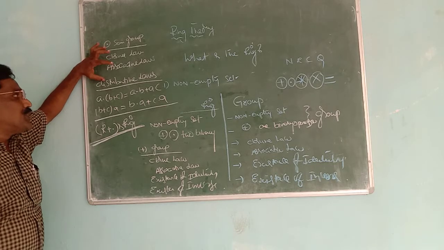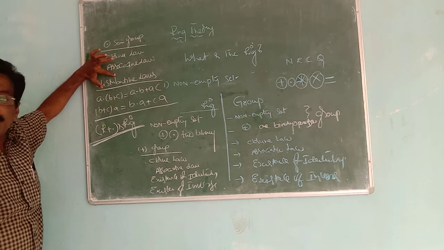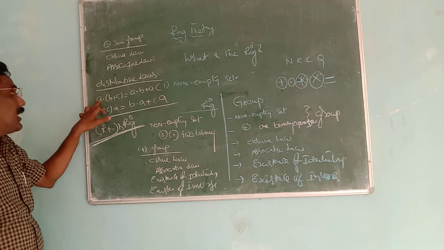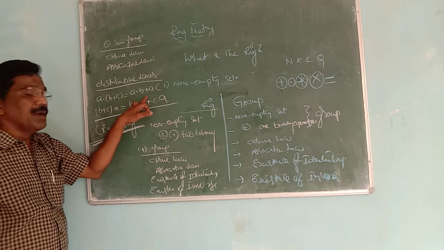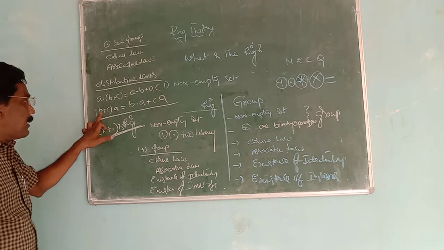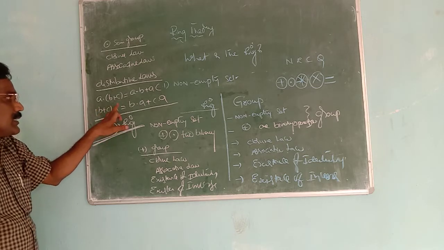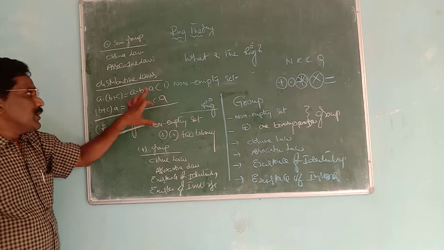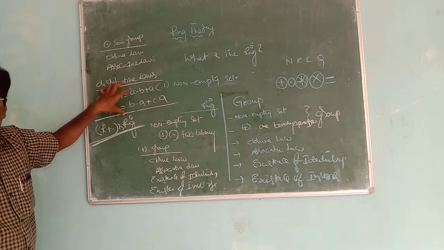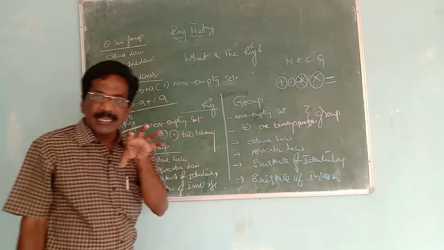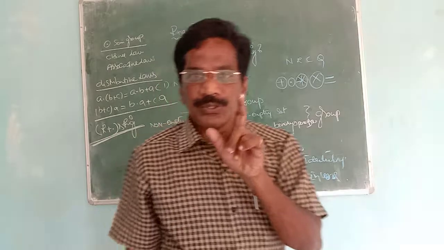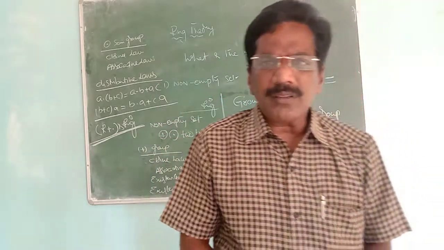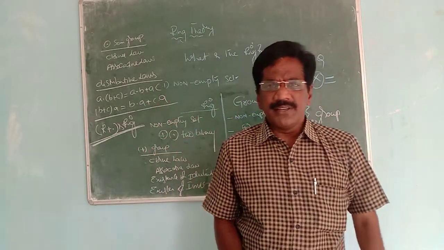Next, the distributive laws, used across the two binary operations. A dot (B plus C) is equal to A dot B plus A dot C, and (B plus C) dot A is equal to B dot A plus C dot A. So the right and left distributive laws, these are all the conditions. Then you have to show that it is a ring. Okay students, get it once again.